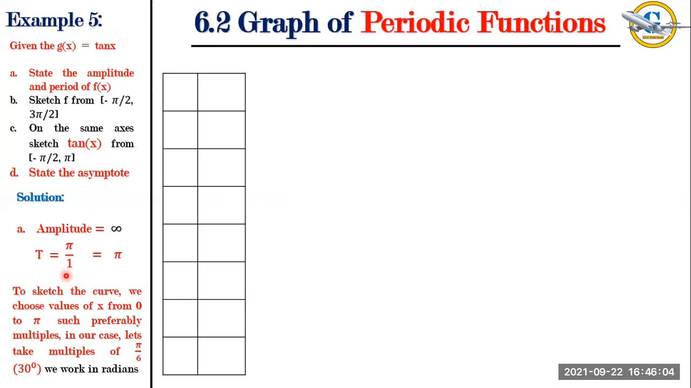To sketch, we will just choose values of x from 0 to pi, preferably multiples in our case. Let us take 30 degrees, because since the period is pi, if we take 15 degrees, we'll have so many values, and that's going to waste time. So let's take 30 degrees. If we take 60 degrees, we are going to have very few values. So 30 will be good.